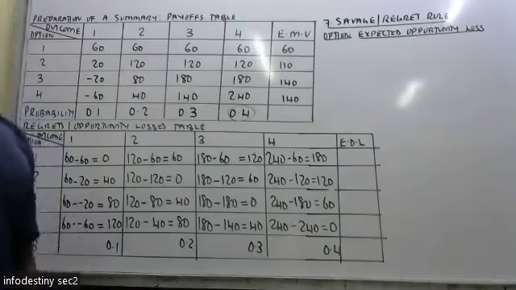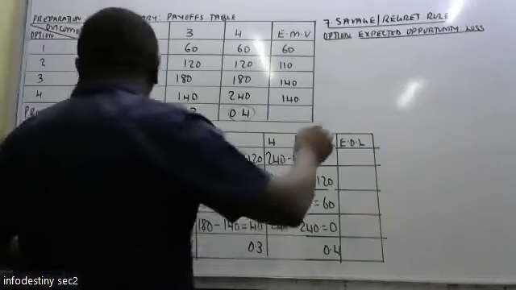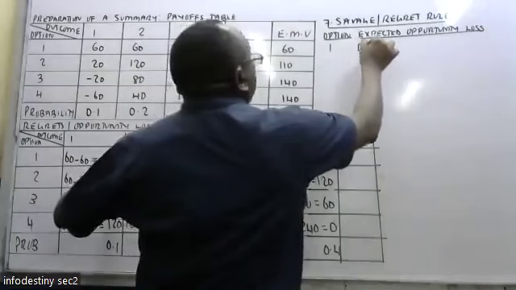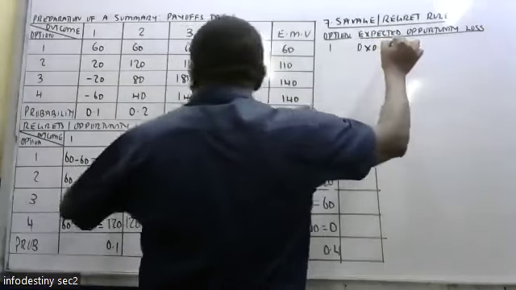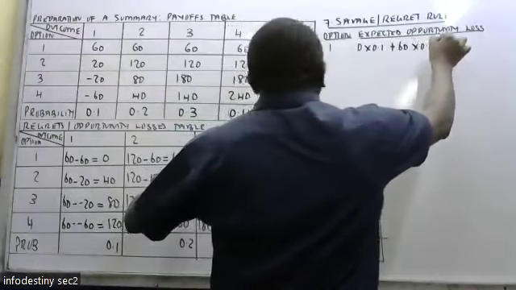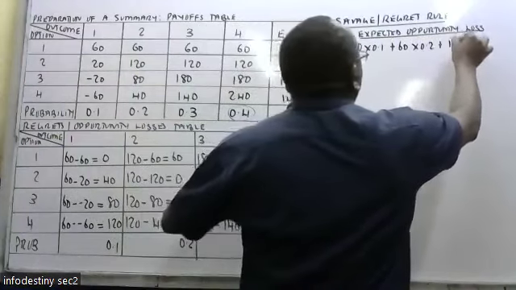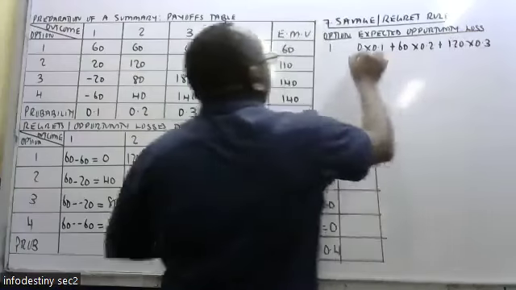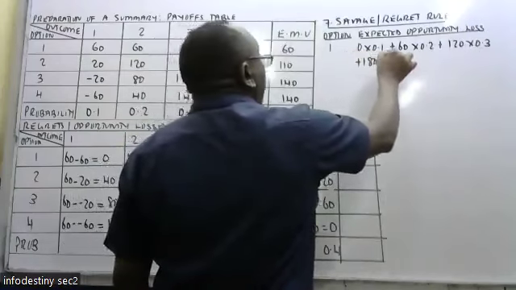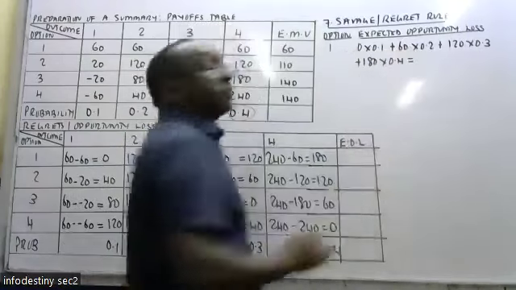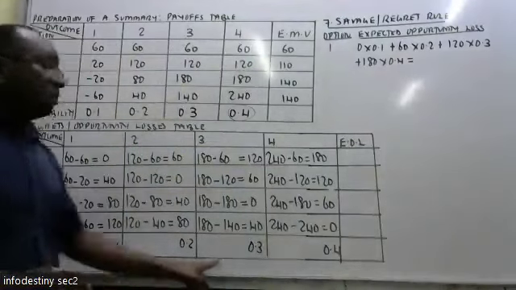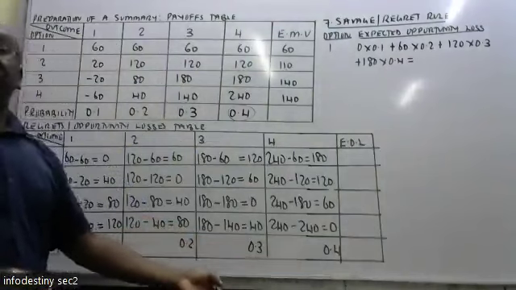So it's just like when we compute EMV. So you simply come here for option 1, you say it is 0 multiplied by 0.1 plus 60 multiplied by 0.2 plus 120 multiplied by 0.3 plus 180 multiplied by 0.4. We just follow these as we multiply with these probabilities. That's like we did with the other, right?